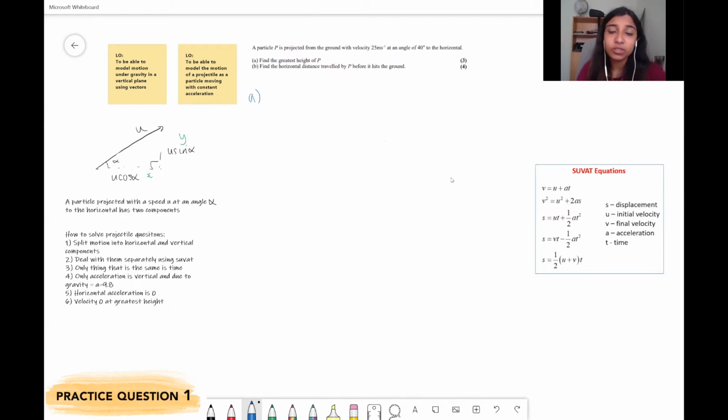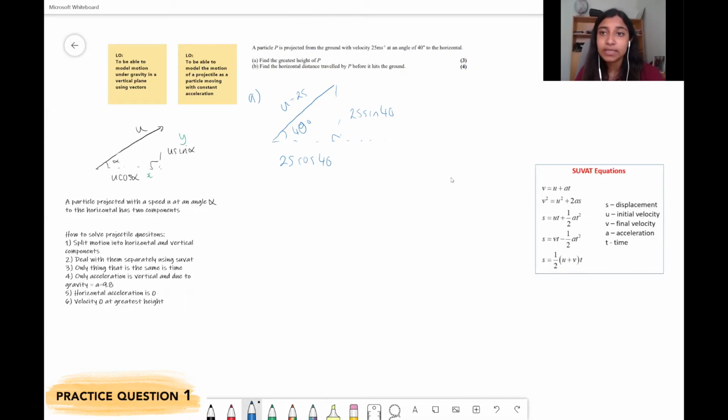When you're dealing with projectile questions, the first thing you want to do is draw out your diagram. So if you have your horizontal here and you have your u, the initial velocity, which is 25, then you have your angle here, that will be 40 degrees. That means your horizontal component is going to be u cos alpha, so it would be 25 cos 40. And your vertical component is going to be 25 sine 40.